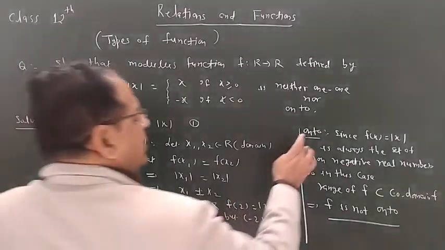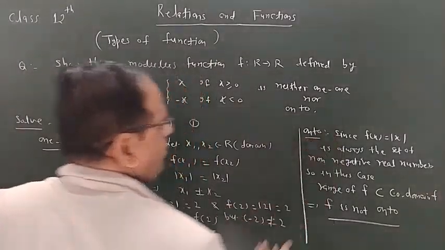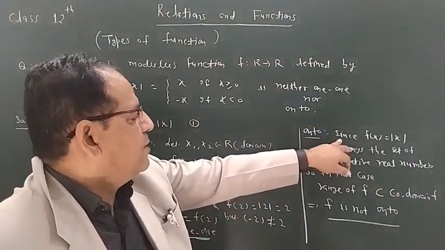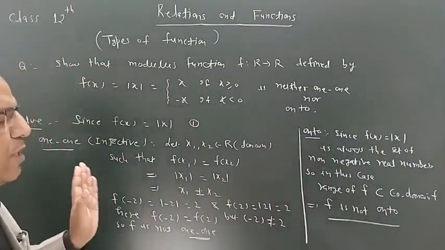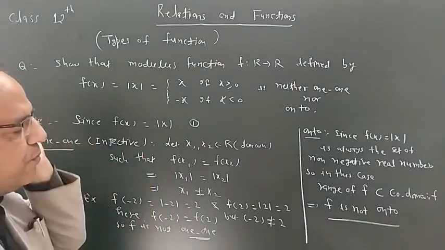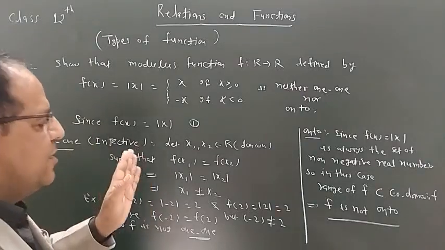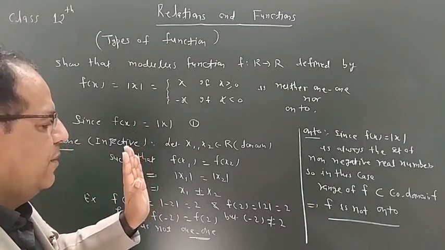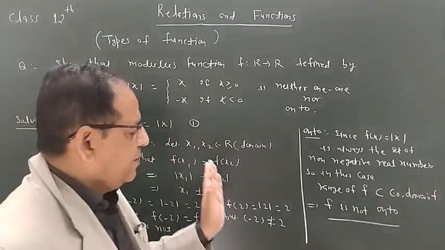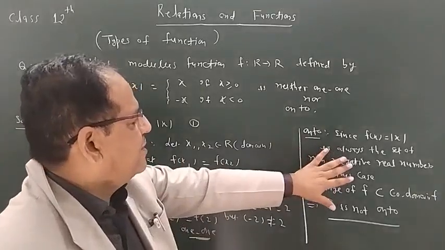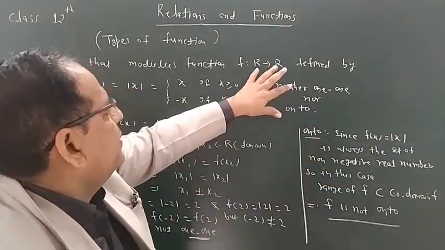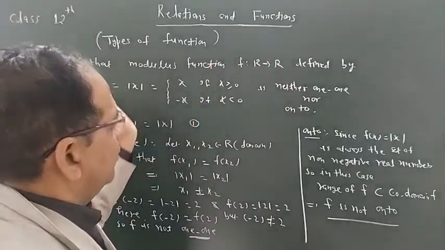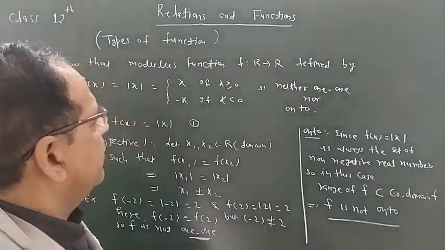Now we want to check whether the function is onto or not. In this case, we have clearly seen that the value of the modulus function is always a non-negative real number, and our range is a proper subset of the codomain. That means the function is not onto, because all the negative real numbers are not images of any element of the domain. So this function is neither one-one nor onto.